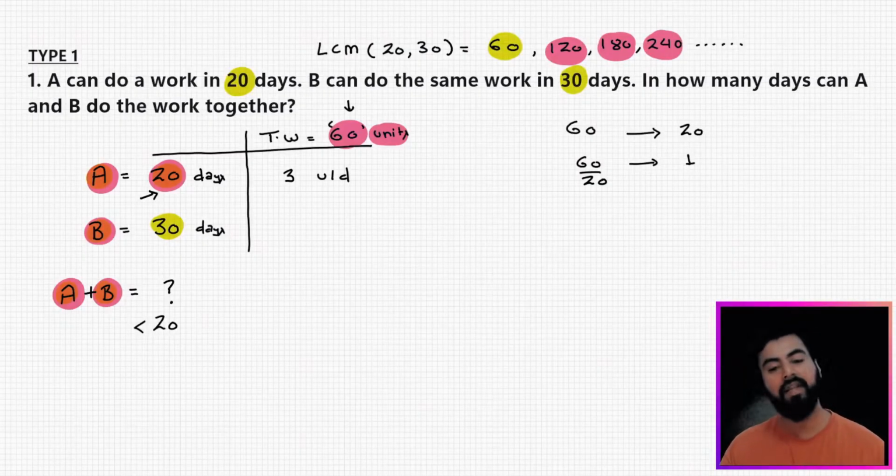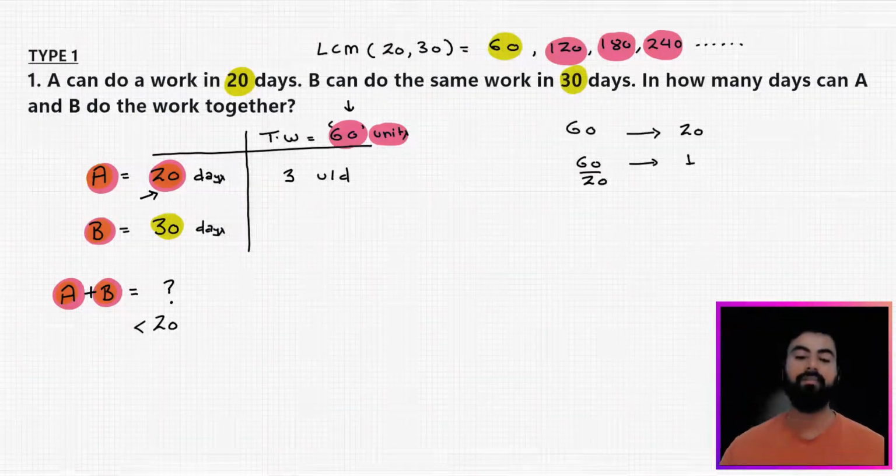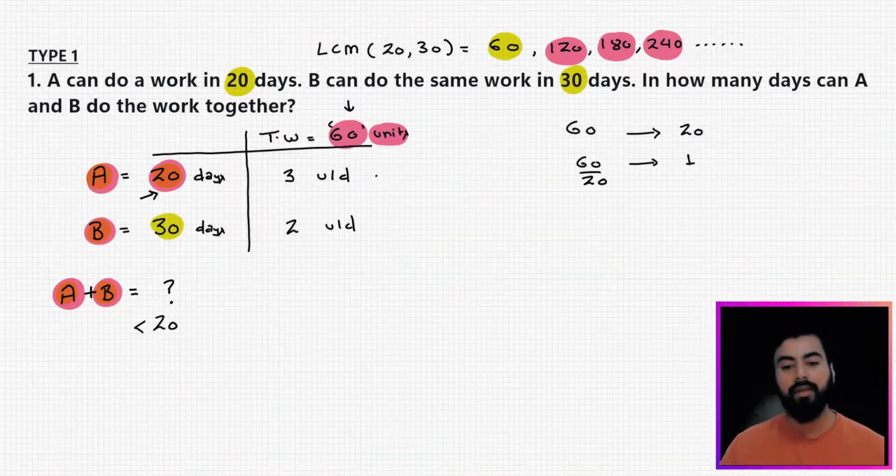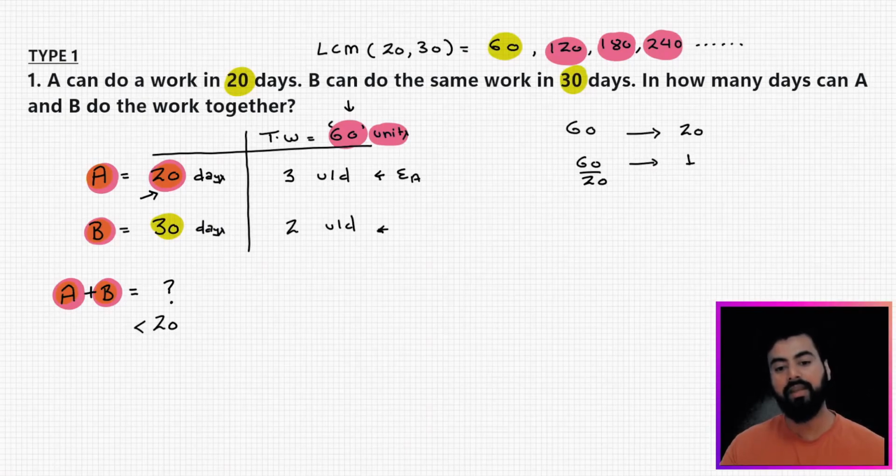What does 3 units per day represent? कि एक दिन में A कितना काम कर सकता है? 3 units. Likewise, if I ask you what is the efficiency of B, you would say, sir, 60 by 30. 60 by 30 will give you 2 units per day as the efficiency of B. So let me write it down. These two are efficiency values, efficiency of A and B.